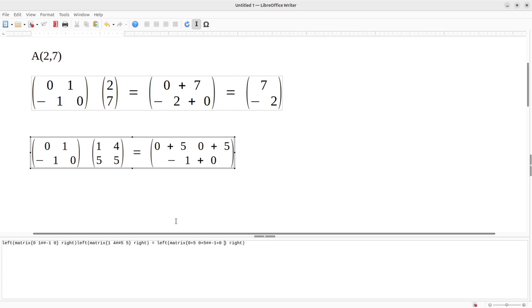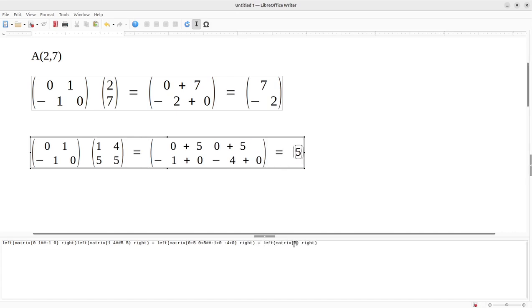And then the other one is negative 1 times 4, giving us negative 4, plus 0 times 5, which is 0. We can do this one: negative 1 times 4, that's negative 4. And then 0 times 5 is 0. Now let's try to write the answer here. Your 0 plus 5 is 5, and then your 5 plus 0, that's 5. And then the bottom row is going to be negative 1, negative 4.